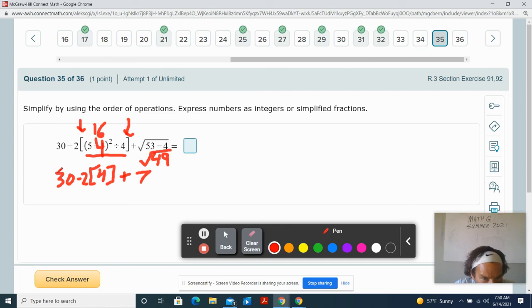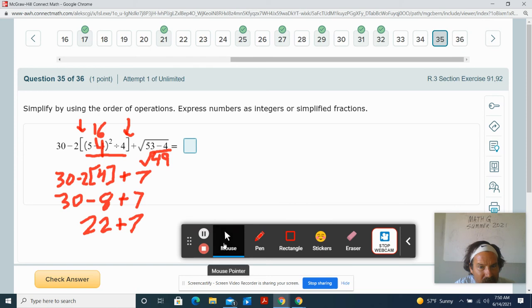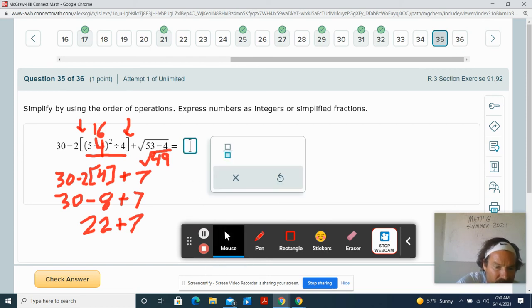And now we have a much shorter problem. And now we can go ahead and do the multiplication first. So 2 times 4 is 8. So we have 30 minus 8 plus 7. And we do this from left to right. So 30 minus 8 is 22. And 22 plus 7 is 29. So that's what we're going to put right here, 29. Check my answer.